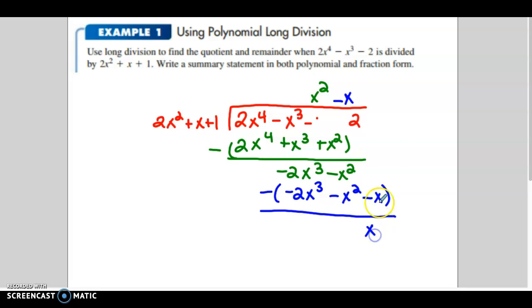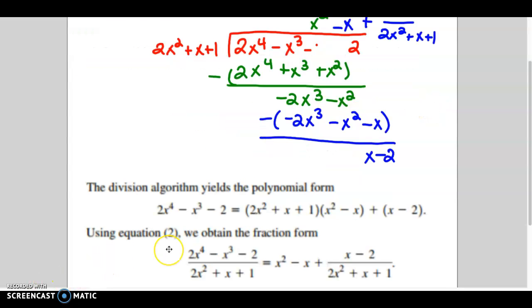We end up with a positive x, and then we drop down that negative 2 from the dividend, so we have plus x minus 2 over 2x squared plus x plus 1. So if we are to write this summary statement for this, we could either say that 2x to the fourth minus x cubed minus 2 is equal to the divisor times the quotient plus the remainder, or that function divided by the divisor equals the quotient plus the remainder in fraction form.